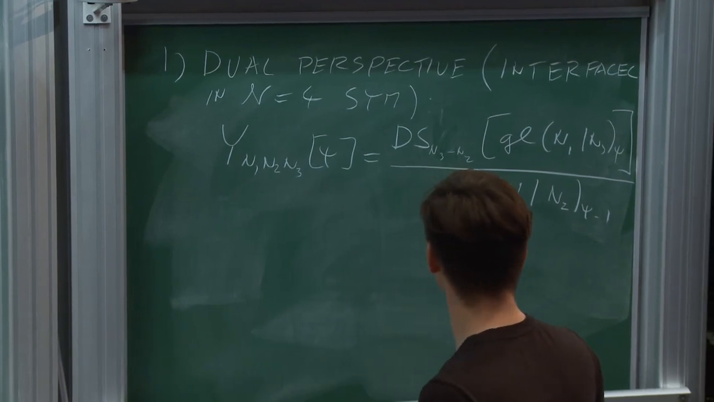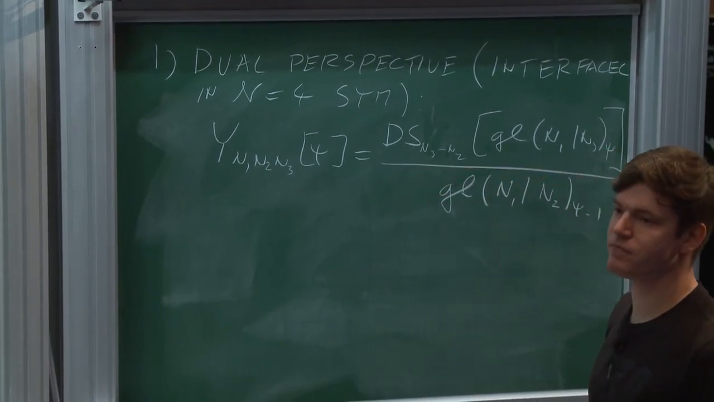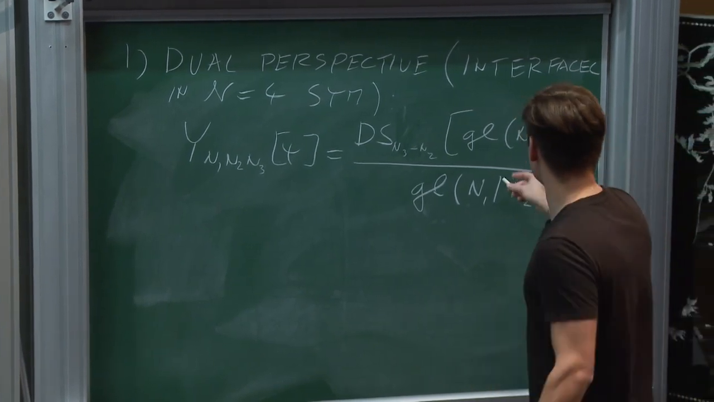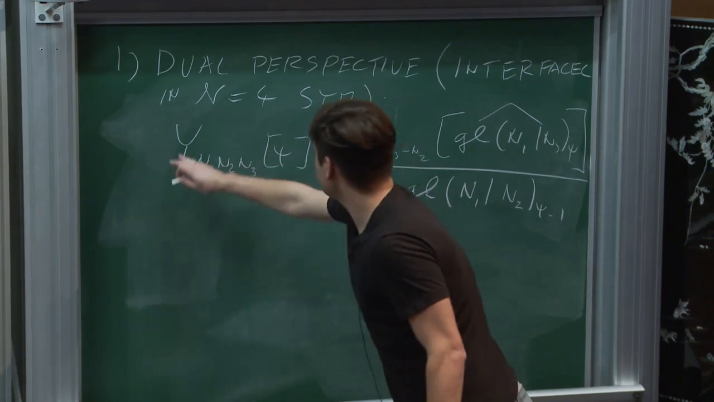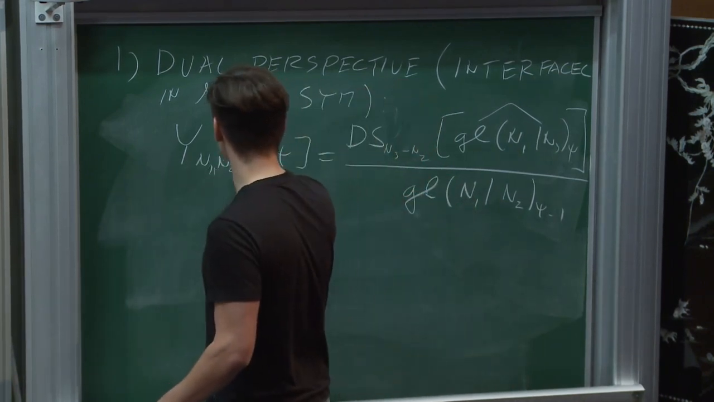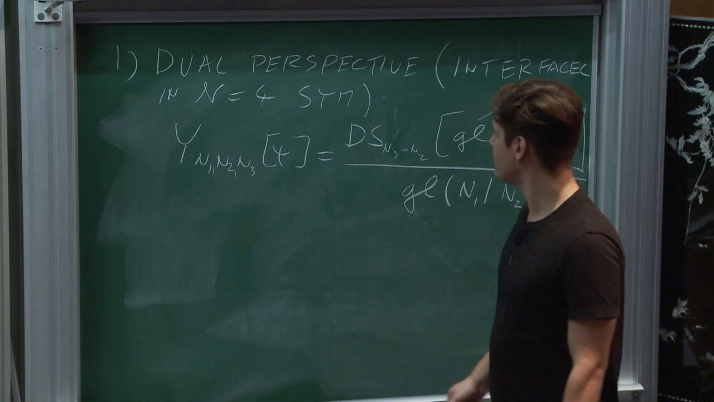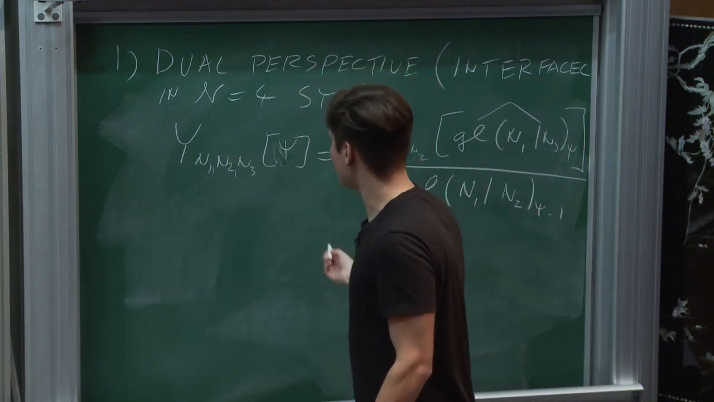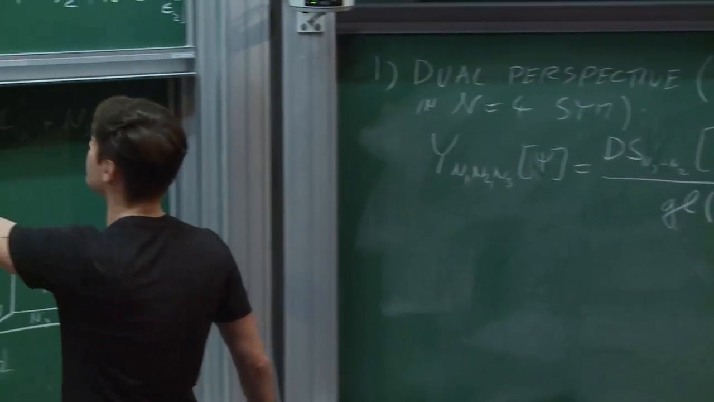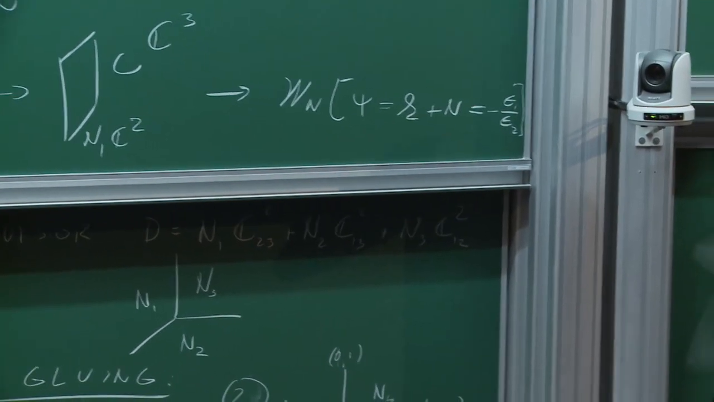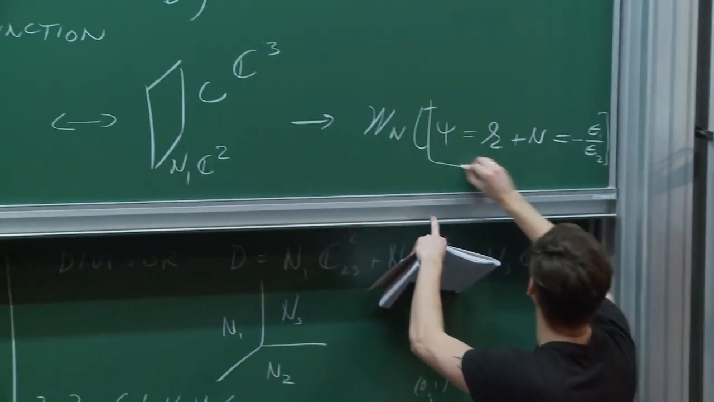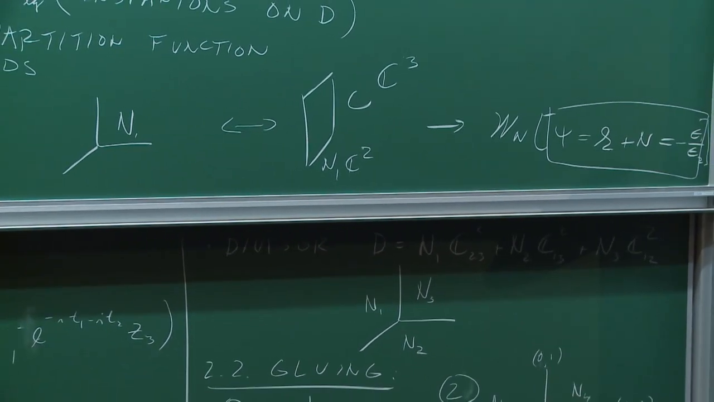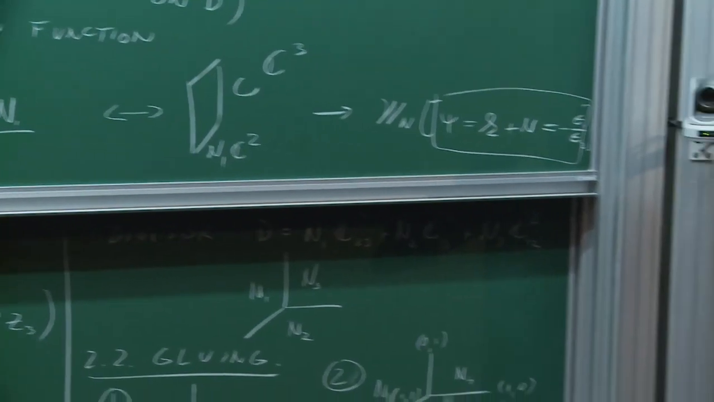Sure, I just can't read this. It's writing Y of N1, N2 and N3, and then the square bracket. What's the symbol inside the square bracket? On the left. This one? Yeah. This is how we labeled it. But then there's a letter inside the square bracket. Psi. This is psi. And what is psi? So psi is, on the geometric side, the ratio of the equivariant parameters. And on the gauge theory side, it is the Kapustin-Witten parameter in N=4 super Yang-Mills.